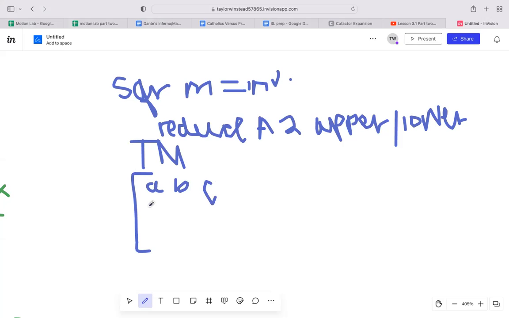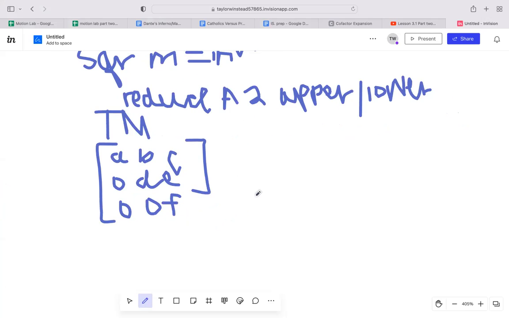A, B, C, 0, D, E, 0, 0, F. This is a random matrix, right? It's a square matrix.